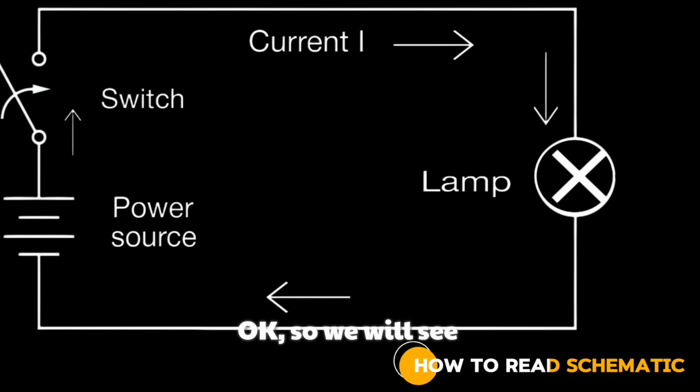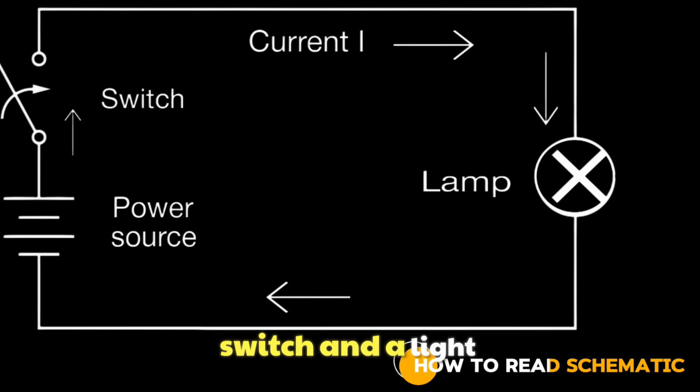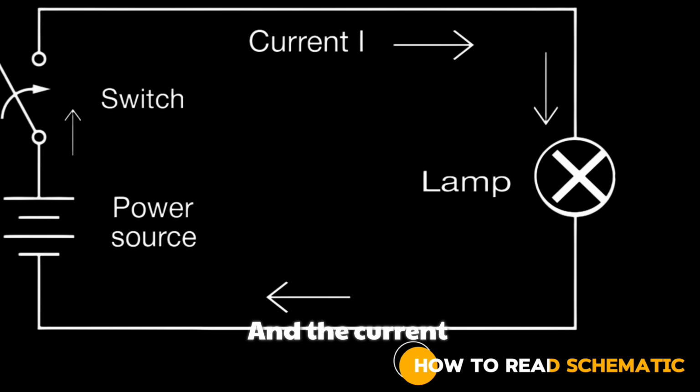We will see how this works. Here is a basic circuit with a power source, a switch, and a light bulb. The current flows from the power source through the switch and into the light bulb. If the switch is open, the circuit breaks and the light stays off. But if it is closed, the circuit is complete and the light turns on.